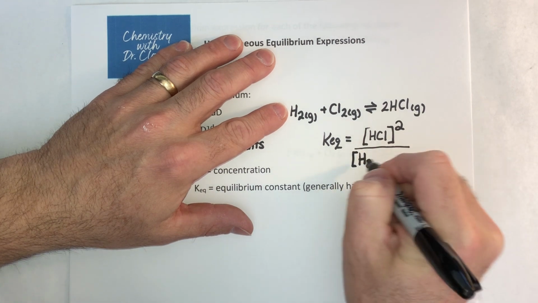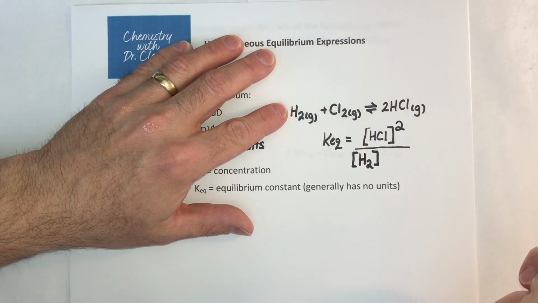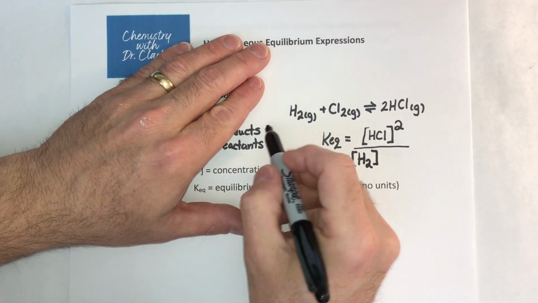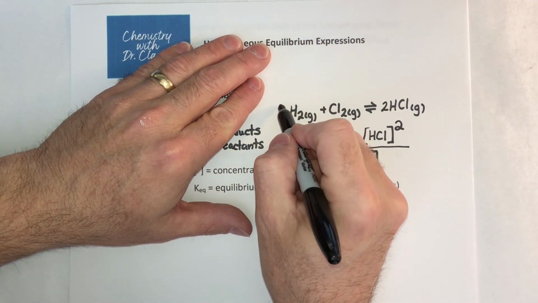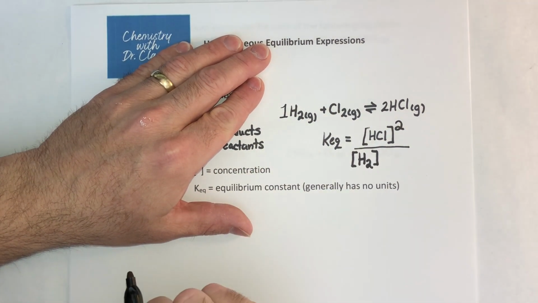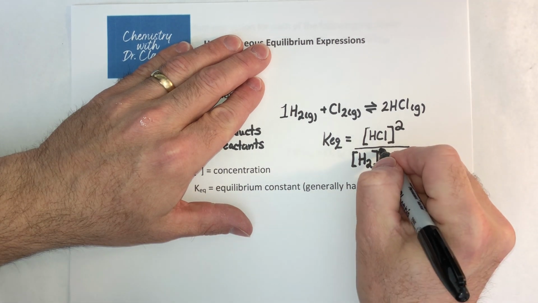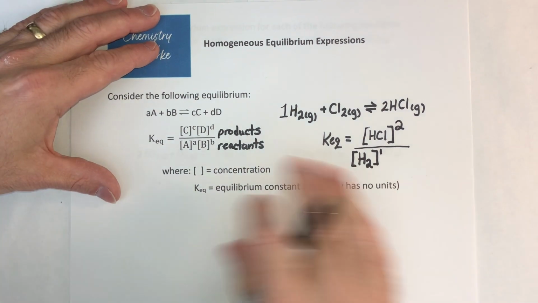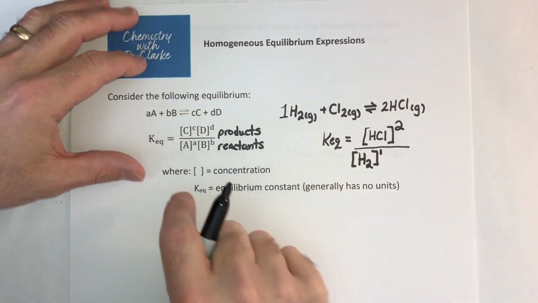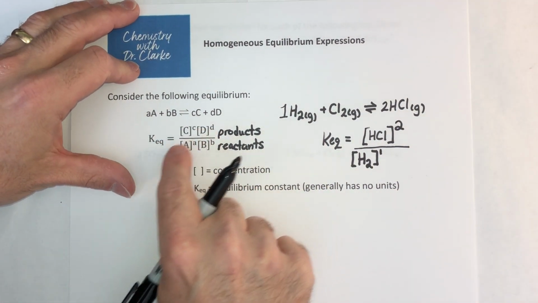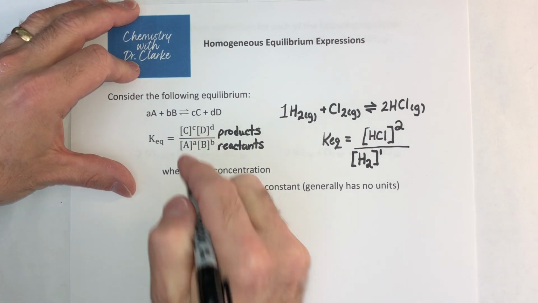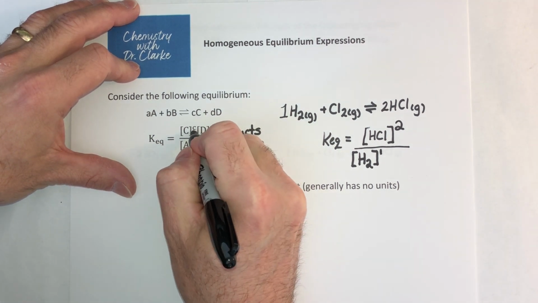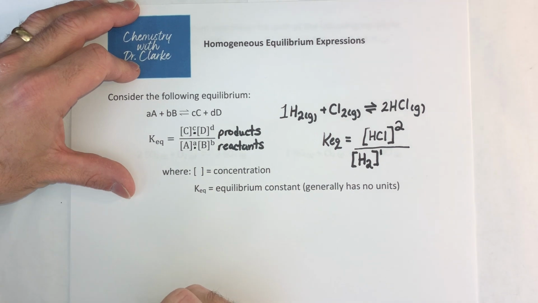Again, I'm going to put square brackets around it to show that I'm talking concentration. And in this equation here, even though I didn't write it, there really is one H2, which means the power here would be power of 1. Now, I kind of breezed past it, but if you do have more than one product or more than one reactant, there is a multiplication sign in between them, so they are times.